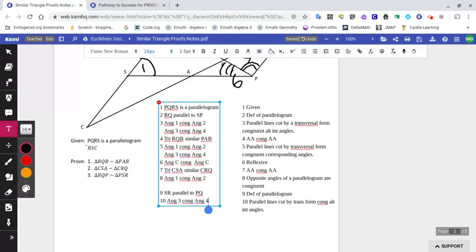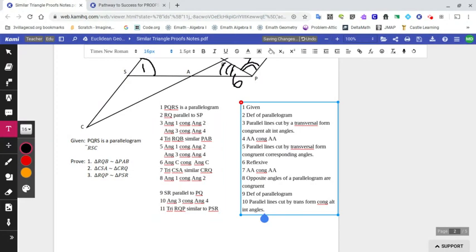So we've proven triangle RQP similar to PSR. And we did that again. The only way we really can prove similarity is AA congruent to AA.